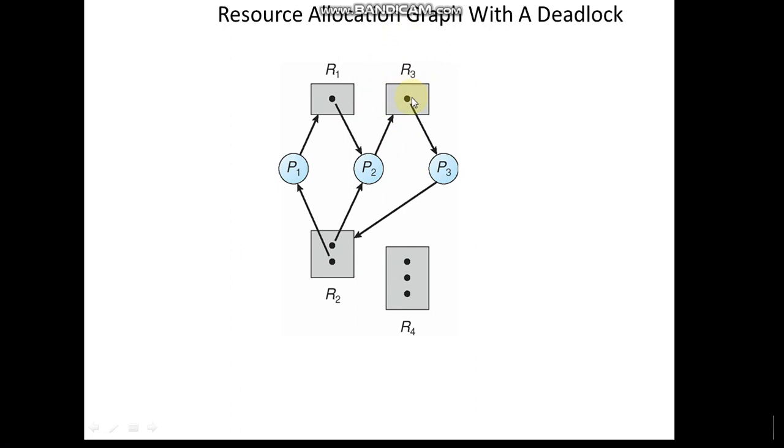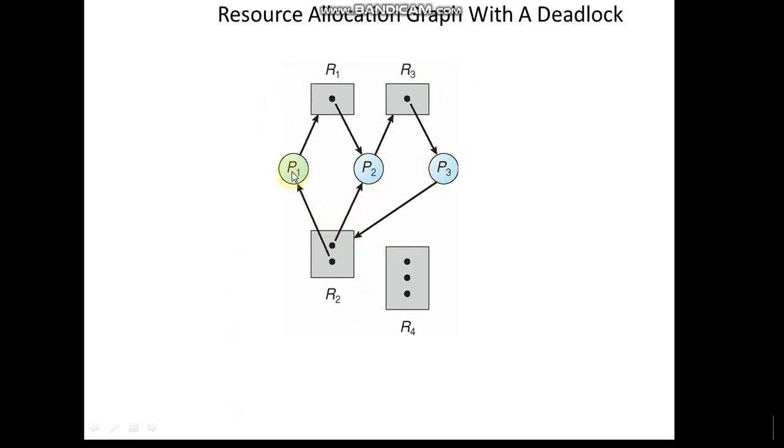So that is mutual exclusion. Then hold and wait: P1 is holding one resource, that is R2, and it is requesting another resource. This is what we call hold and wait, holding one and waiting for another resource which is held by some other process. Similarly, P2 is holding R1 and waiting for a resource R3 which is held by P3. So there is also a circular wait you can observe here.